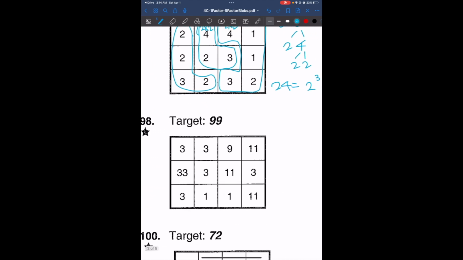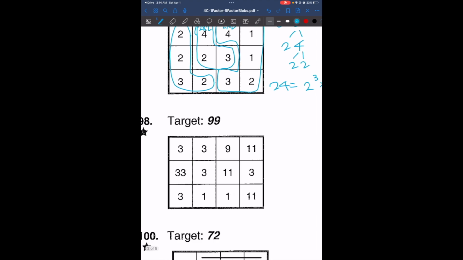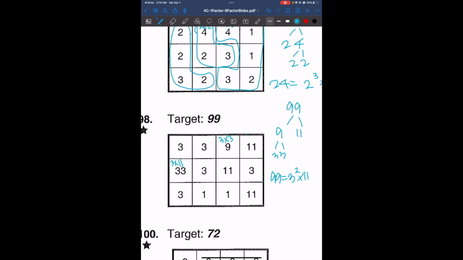For problem 98, our target number is 99. And so we can express that as 9 times 11. So we can express 99 as 3 to the power of 2 times 11. And so 33 can be expressed as 3 times 11. 9 is 3 times 3. And so we can group these two into one blob. So 1 11 and 2 threes.